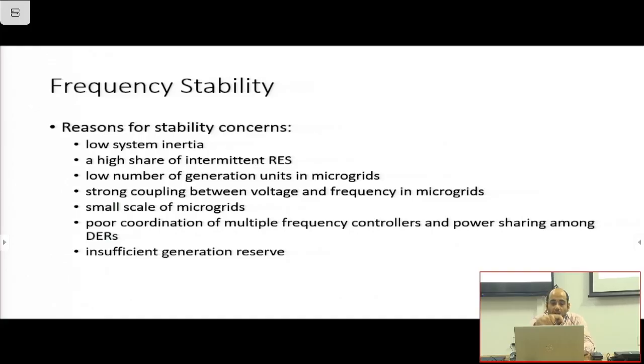Then, insufficient generator reserve. In a large conventional power system, we have sufficient reserve, which we call spinning reserves. In microgrids, usually the reserves are less. We may have a certain battery as storage, that's it. Otherwise, we don't have much reserves. And if you don't have reserves and there is a certain power demand, what will you do? It leads to an instability problem.